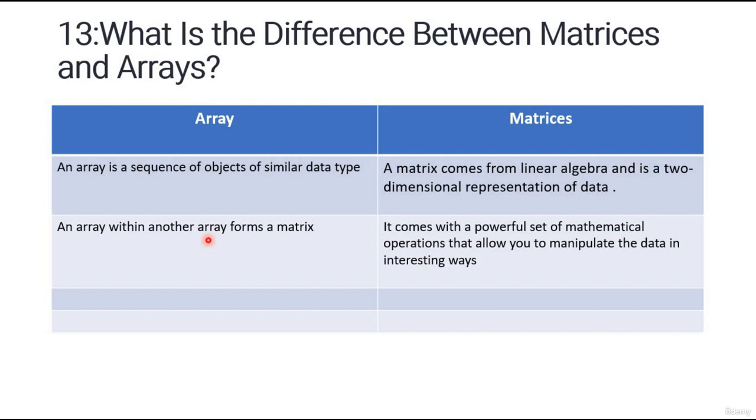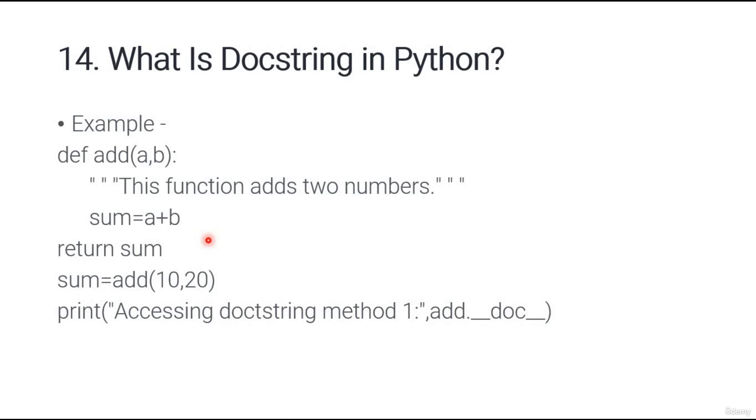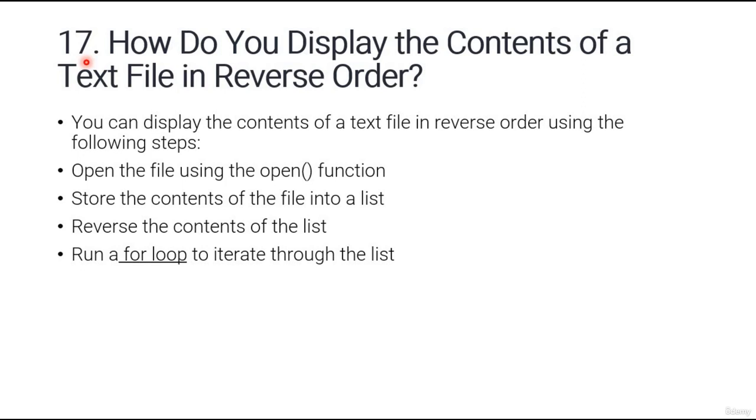Let's move on to question number 14. What is a docstring in Python? So this is basically a docstring. The string which is mentioned in three double quotations is called a docstring. This function adds two numbers. So I have created a function def add(a, b). So this is a docstring, and sum is equal to a plus b, return sum. Sum add 10 comma 20. So now print accessing docstring method, add dot doc. So this is the method like we can use to display the docstring in our output. Sorry, I mentioned here 17, but it is actually 15.